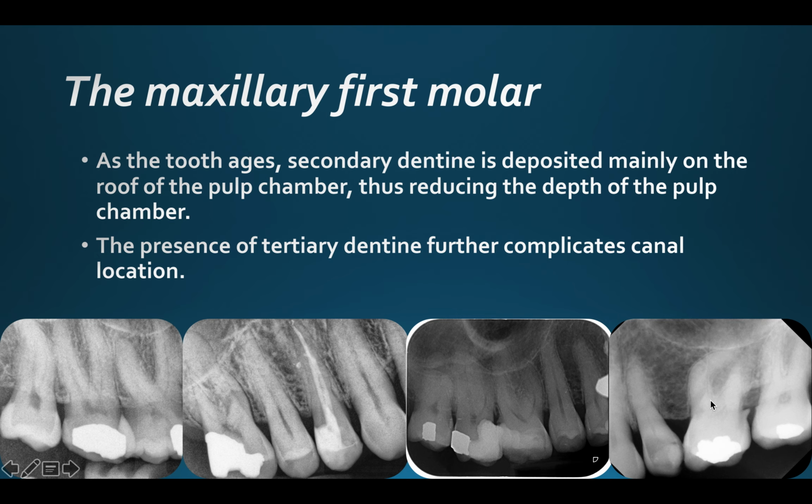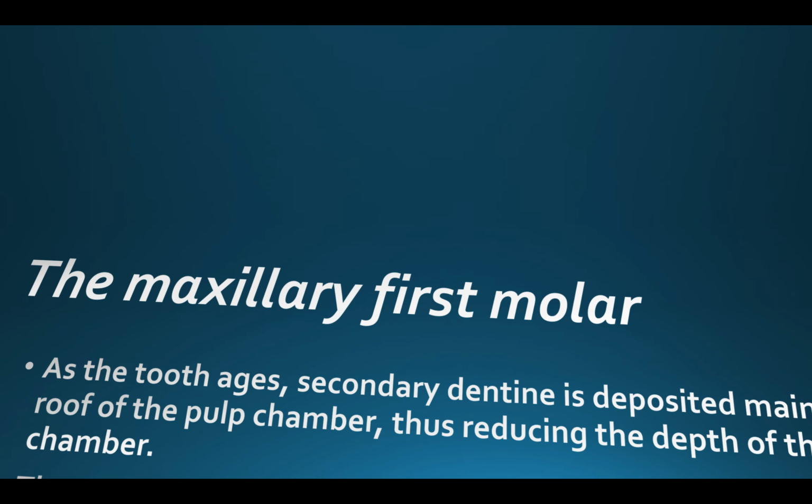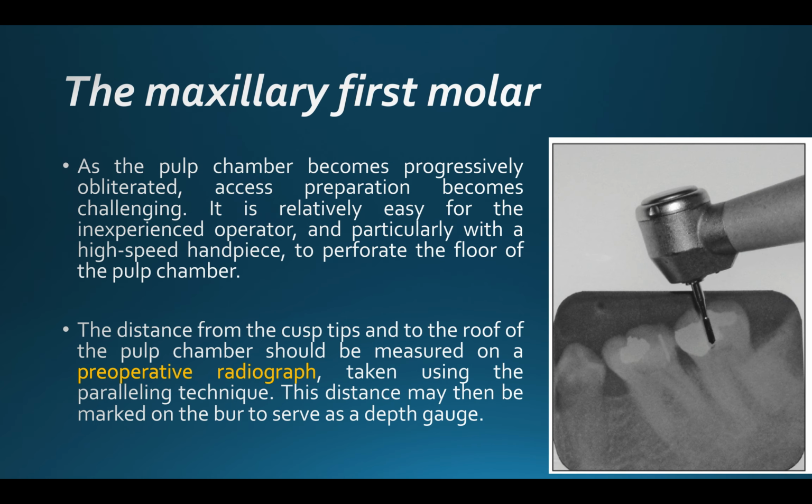See on your right hand side, you can see on the radiograph that you can't really see the root canals for this tooth, the upper left first molar, because of calcification. And this is as a result of deposition of secondary and tertiary dentine. Therefore, we have to look at preoperative radiographs before starting access cavities to avoid complications.